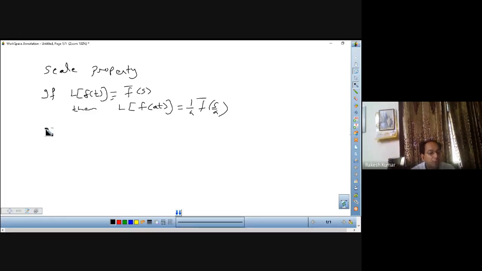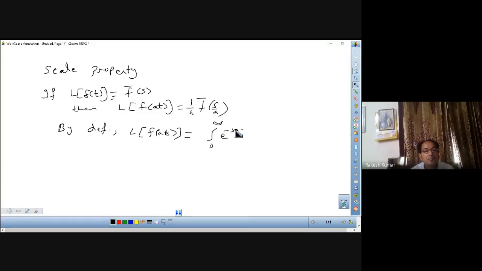And we can prove this theorem also. This is a small article. We must know the proof of this article. By definition, I am going to prove it. By definition, the Laplace of f of at is integral 0 to infinity e raised to power minus st into the function. What is the function? f of at dt.